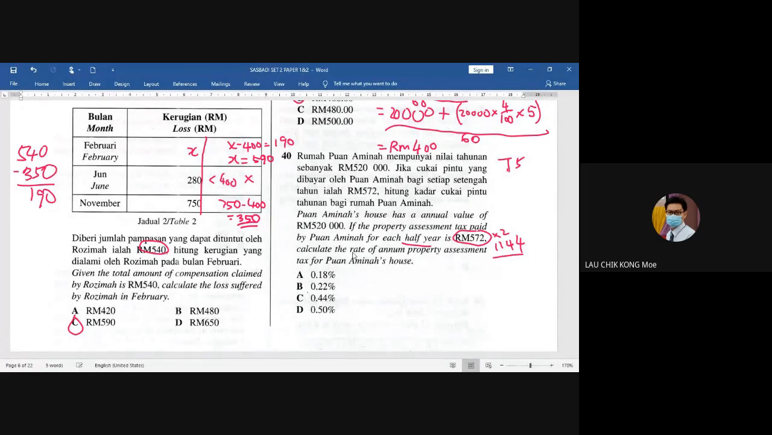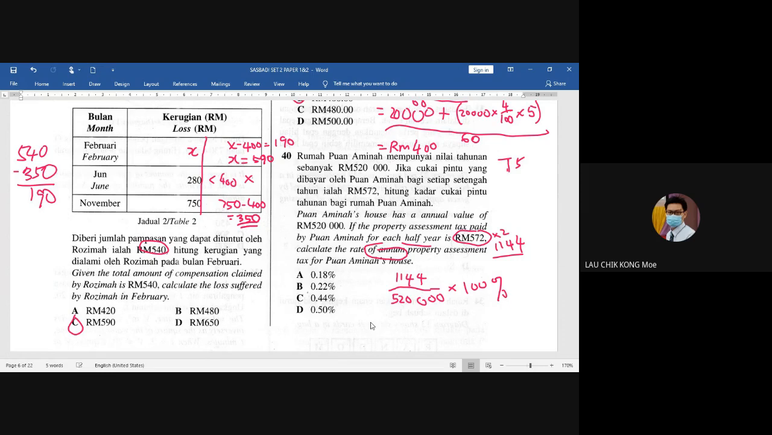Okay, calculate the rate. So how to calculate the rate? The rate means the percentage. So 1,144, this is the payment for the year, normally per annum, right? Rate per annum. Divide by the price, the value of the house, 520,000. Very easy this one. Times 100%.